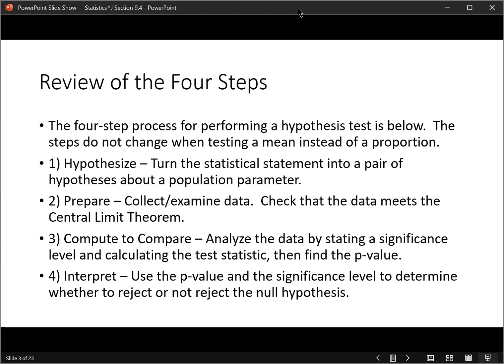All right, let's go through the four steps as review. So the four-step process for performing a hypothesis test is below. The steps do not change when testing a mean instead of a proportion. First we hypothesize: we turn the statistical statement that's given in the problem into a pair of hypotheses about the population parameter. We then collect or examine the data that we're given, and we check that the data meets the central limit theorem. We then analyze the data by stating a significance level, calculating the test statistic, and then finding the p-value using the test statistic. And then we compare the p-value and the significance level to determine whether to reject or not reject the null hypothesis.